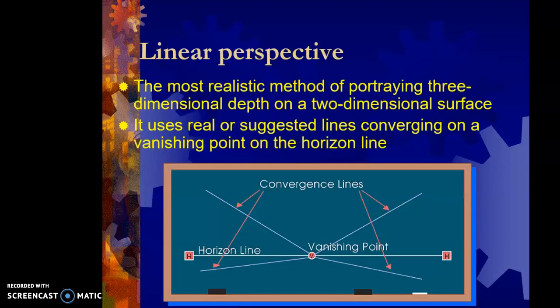So linear perspective is the most realistic method. It's a method of portraying three-dimensional depth on a two-dimensional surface. It uses real or suggested lines converging on a vanishing point in the horizon line. So you can see here in the illustration, very common, all those lines are going towards that one spot on the horizon line called the vanishing point. Generally, this has been represented throughout art history as like railroad tracks, you know, the lines that are converging.